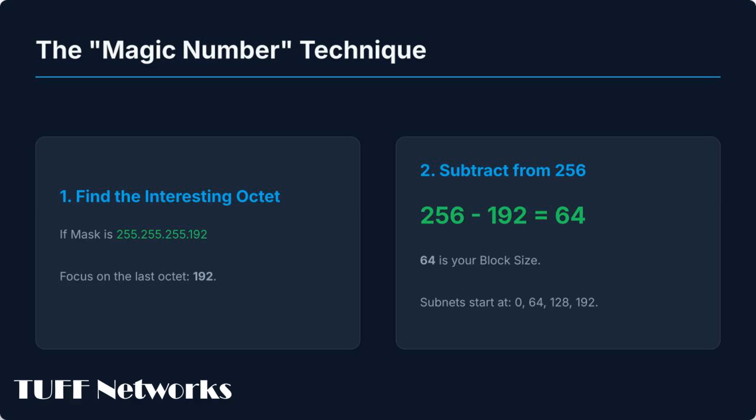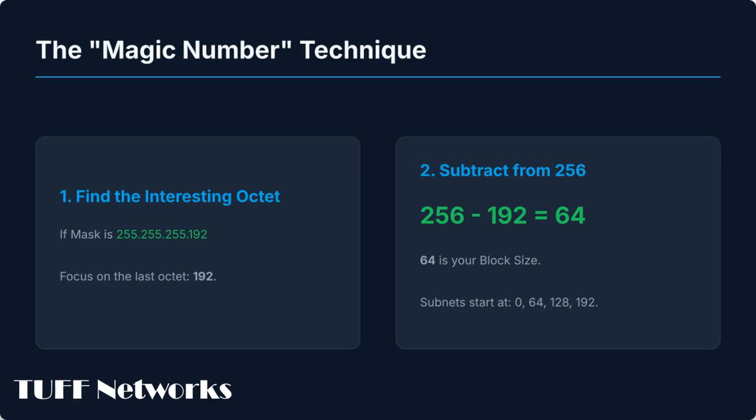For the CCNA and for real-world engineering, you need to master the magic number or block size technique. You shouldn't need a calculator for this. Let's say you have a subnet mask of 255.255.255.192. We know 255 is all ones, but what is 192? 192 is the interesting octet. Take the total value of an octet, which is 256. 0 through 255 is 256 values. Subtract the interesting octet. 256 minus 192 equals 64.